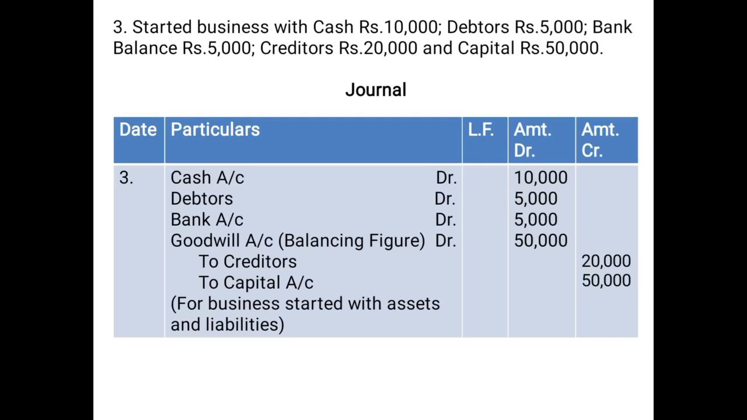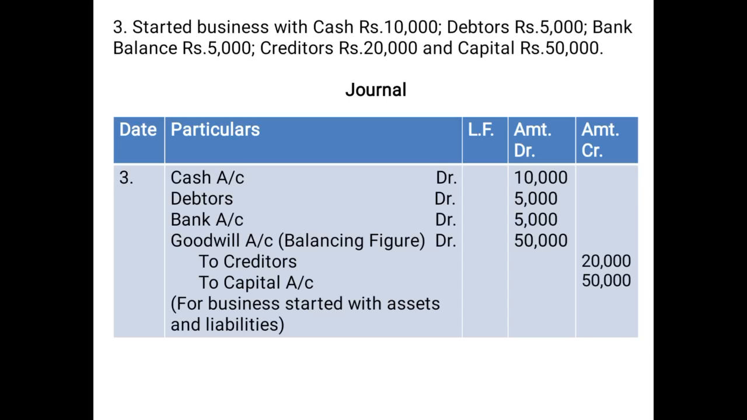The third example: started business with cash rupees 10,000, debtors rupees 5,000, bank balance rupees 5,000, creditors 20,000 and capital 50,000. So what we will do? We will debit all the assets and we will credit all the liabilities. As we know, cash is an asset. So we have debited cash account 10,000, debtors 5,000, bank account 5,000. These are the assets given to you in the question. Then we will credit all the liabilities: to creditors 20,000, to capital account 50,000.